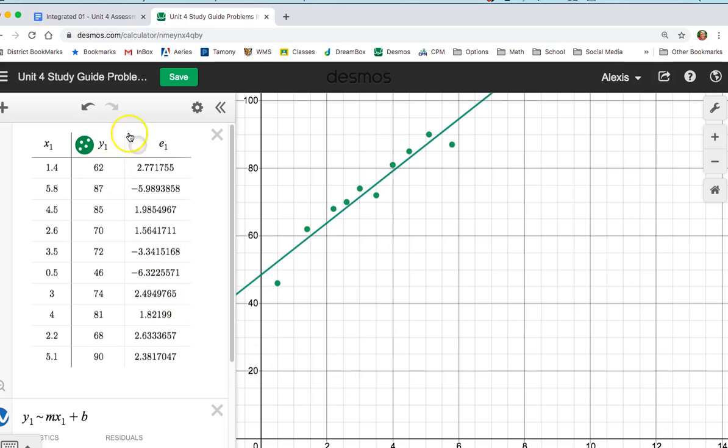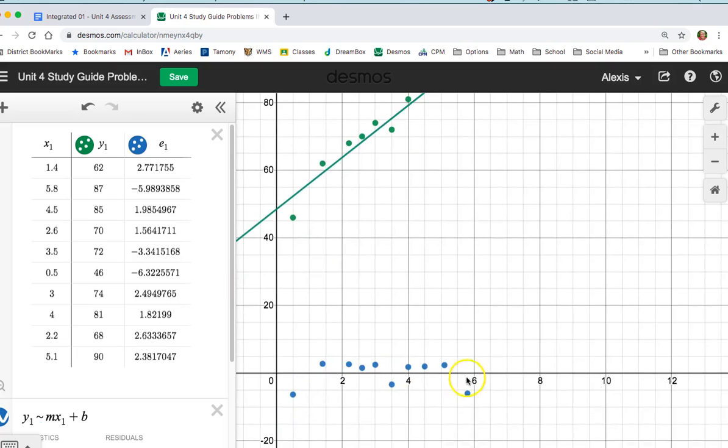Okay, so I've got my residuals. Okay, there they are. So notice they're also plotted down here, because we also plot the residuals down along the x-axis. So what we're looking for is the largest positive residual and the largest absolute value of the most negative residual. Sorry, that doesn't make sense. Just look for the smallest number.